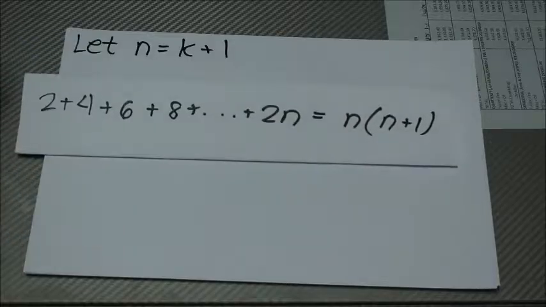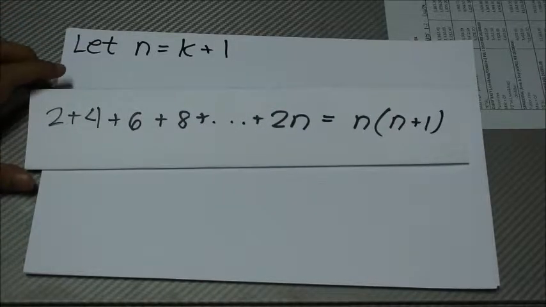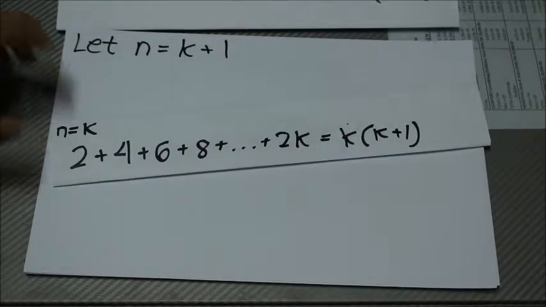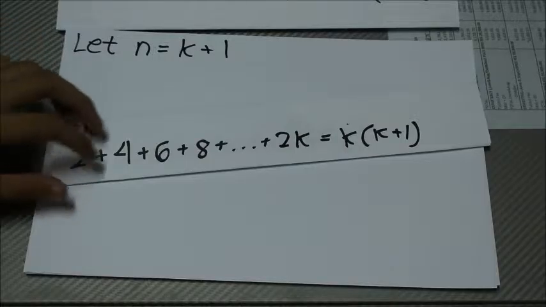So now, we're at the second part of the inductive step, where we're going to let n be equal to k plus 1. Don't forget that we're going to base from the first and original equation or conjecture, which is 2 plus 4 plus 6 plus 8 up to 2n is equal to n times n plus 1. To the derived equation from the n is equal to k. 2 plus 4 plus 6 plus up to 2k is equal to k times k plus 1.